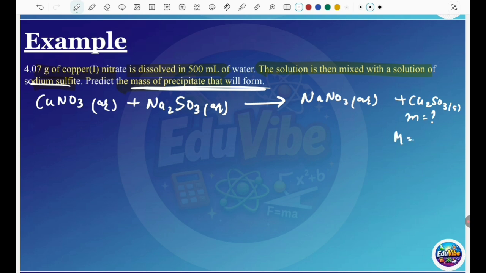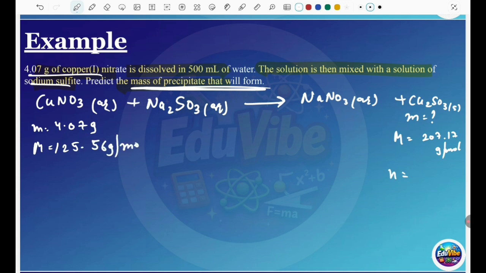And we know the molar mass again for this, which is 207.17 grams per mole. You know how to find it. So you have to find the n, but you don't have the necessary information. But you have the mass for this, which is 4.07 grams. You can find the molar mass of this, which is 125.56 grams per mole, and you'll find the n of this, which is 0.032414 moles. Now you can find the n of this.